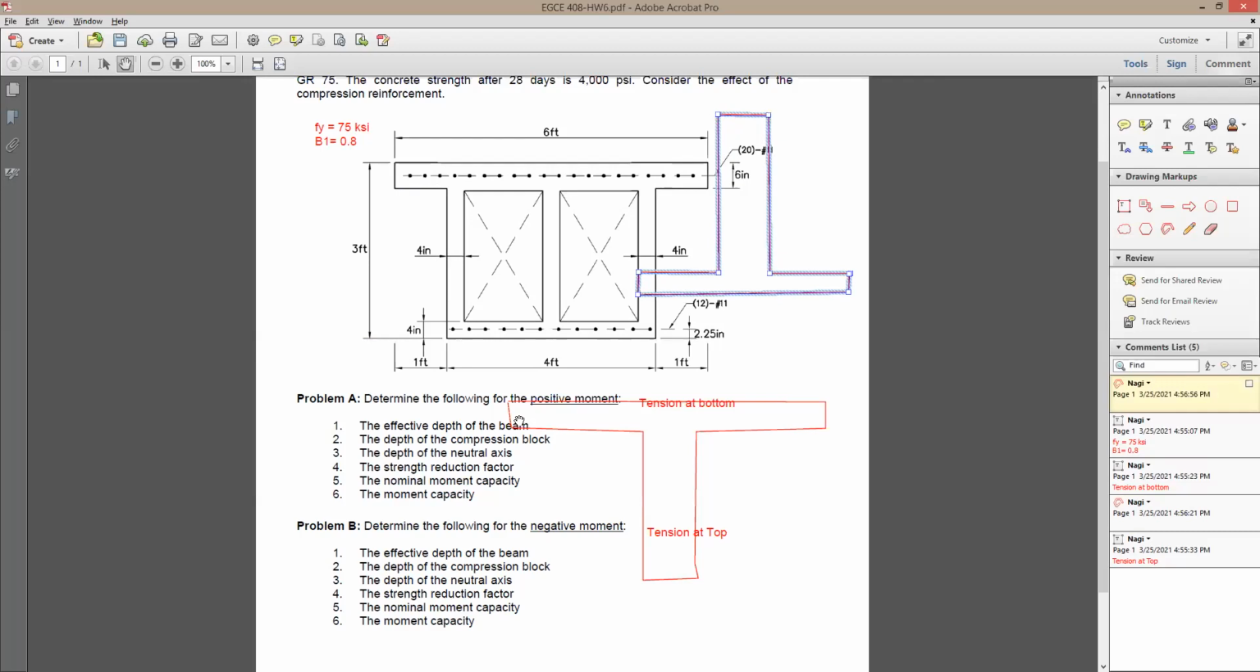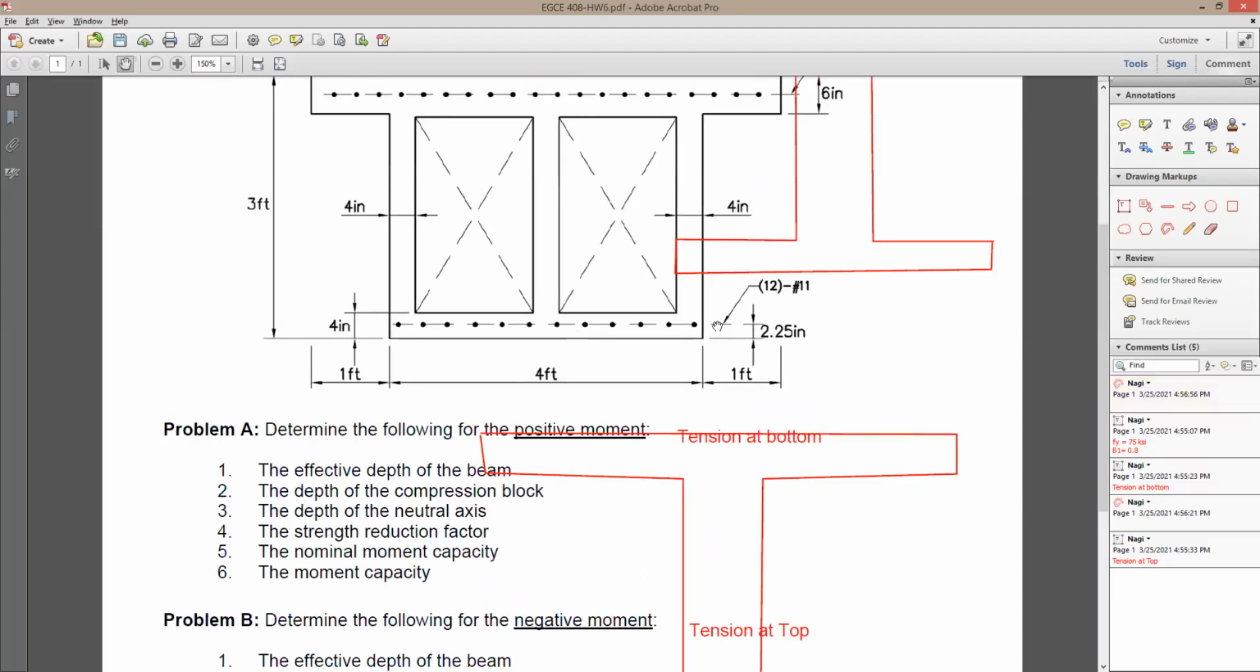I'm gonna say effective depth. Now, this is gonna be right in the middle. You see this 6 inches, 3 inches above, 3 inches below. This is gonna be right in the middle. This one here is not in the middle of the slab.